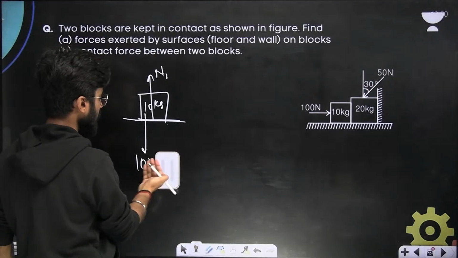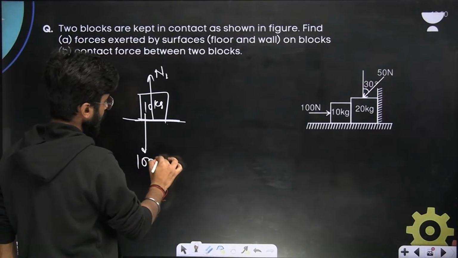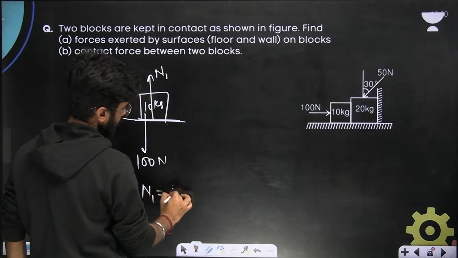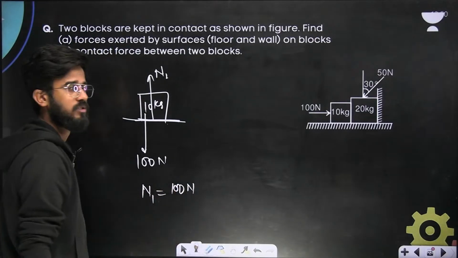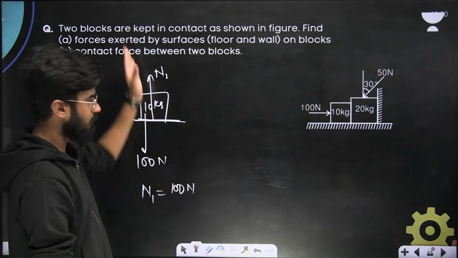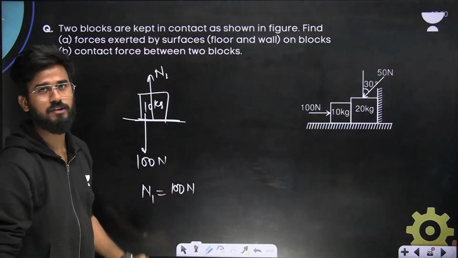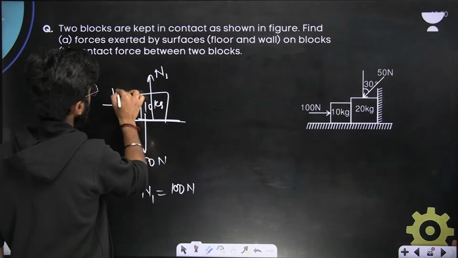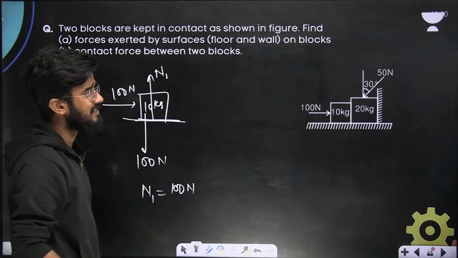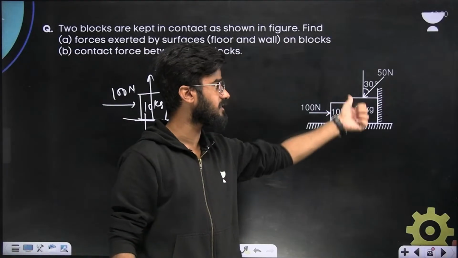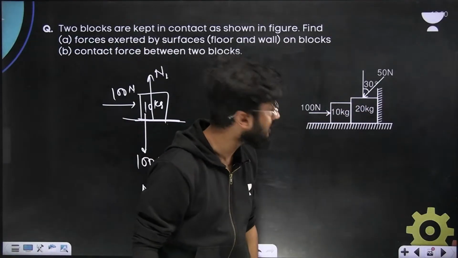That is 10. So 10 into 10 means 100 Newton. So N1 is equal to 100 Newton. There is no other force in this vertical direction. Now in the horizontal direction, there is a force of 100 Newton, and there is a normal reaction by this surface, by this 20 kg block.